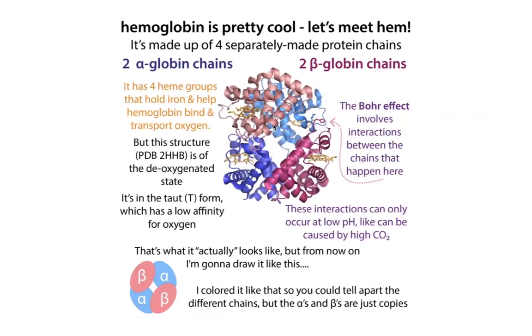So we want to understand why this is happening because it's super duper cool. Basically, the Bohr effect is going to involve interactions between the alpha and the beta chains that are going to help stabilize the T form and be pH dependent.